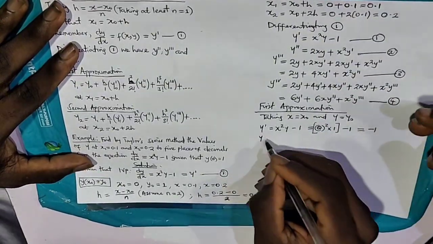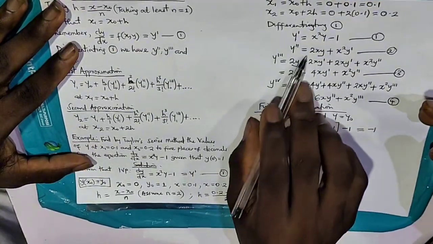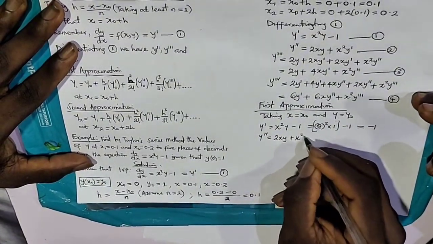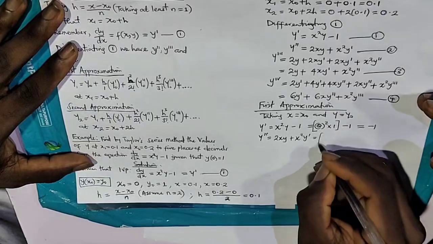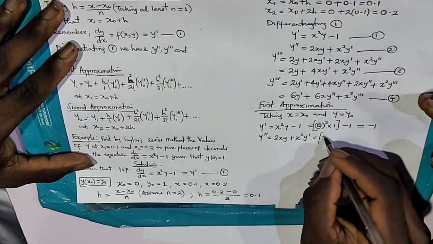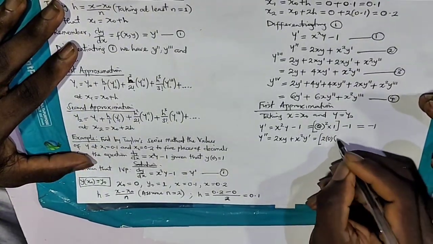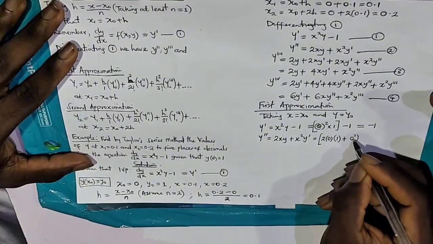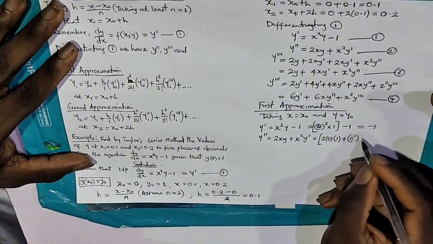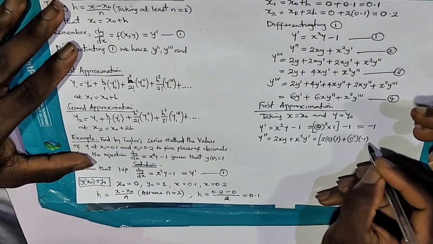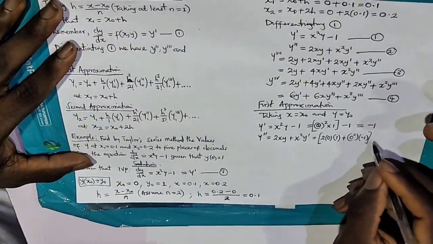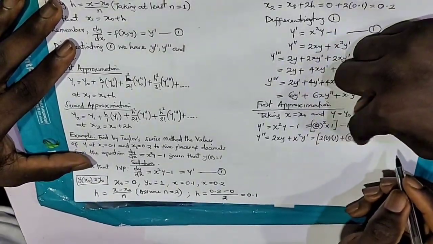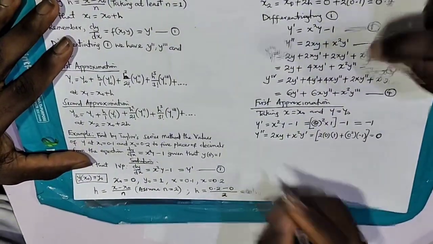So y double prime is 2xy plus x squared y prime. Substituting the values of x and y: 2 into 0 into 1, plus 0 squared, and y prime is minus 1. This one will give us 0, so everything is 0.